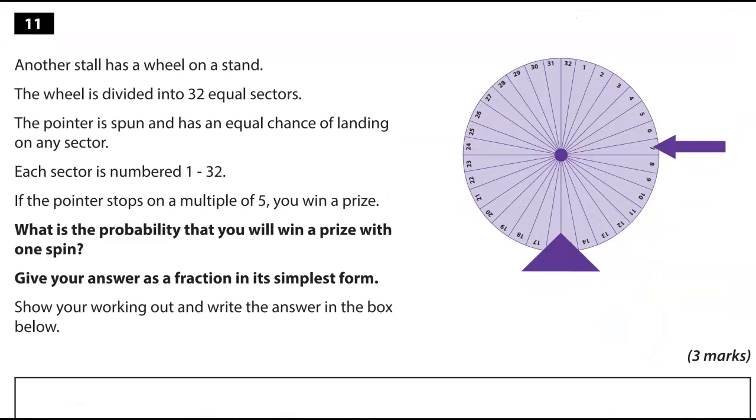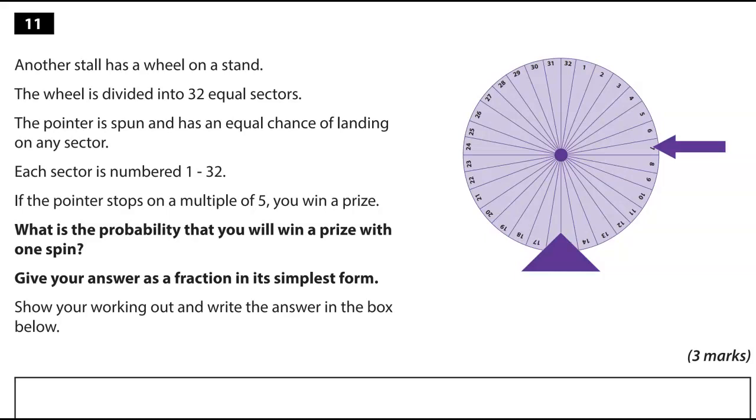Another stall has a wheel on a stand. The wheel is divided into 32 equal sectors. The pointer is spun and has an equal chance of landing on any sector. Each sector is numbered 1 to 32. If the pointer stops on a multiple of 5, you win a prize. What is the probability that you will win a prize with one spin? Give your answer as a fraction in its simplest form. Show your working out and write the answer in the box below.